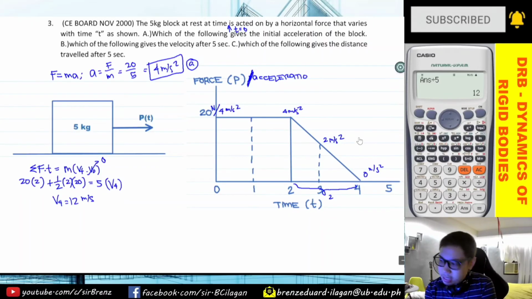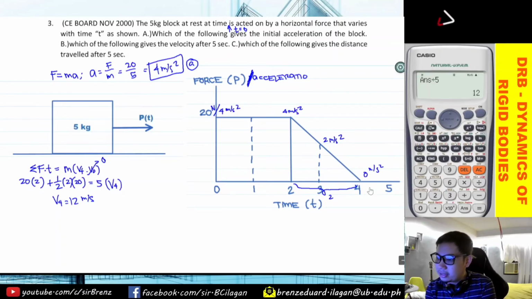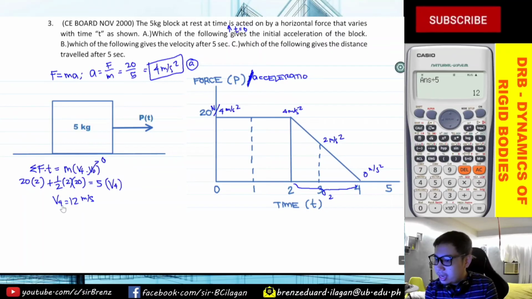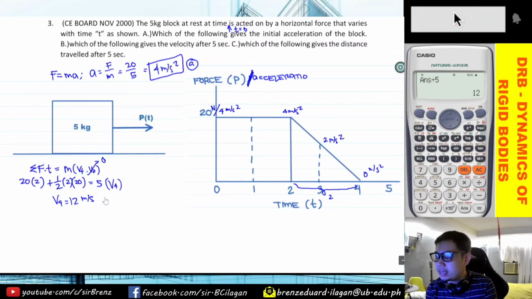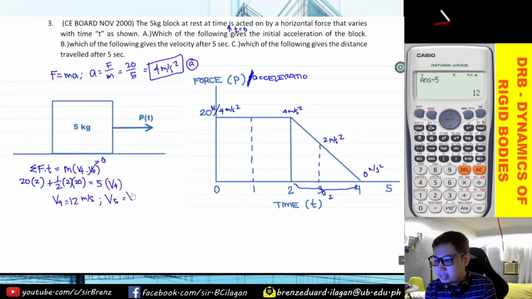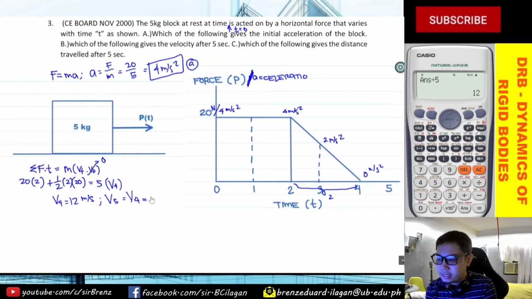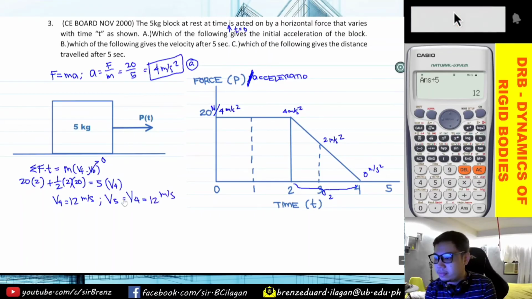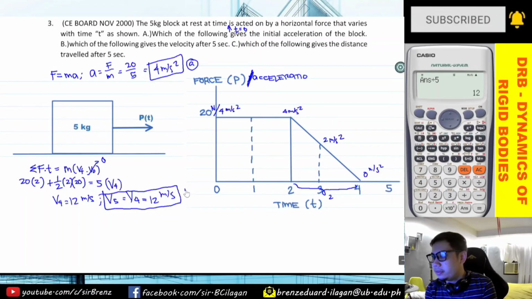But see, as you can see guys, sa force time diagram, wala na kasing force na nag-act dito. So, ibig sabihin, hindi na siya bibilis or babagal. Kasi constant na lang siya. Walang changes, walang increase, walang decrease. Therefore, the velocity at the 5th second is just equals to the velocity at the 4th second, which is 12 meter per second. So this is the answer for letter B.